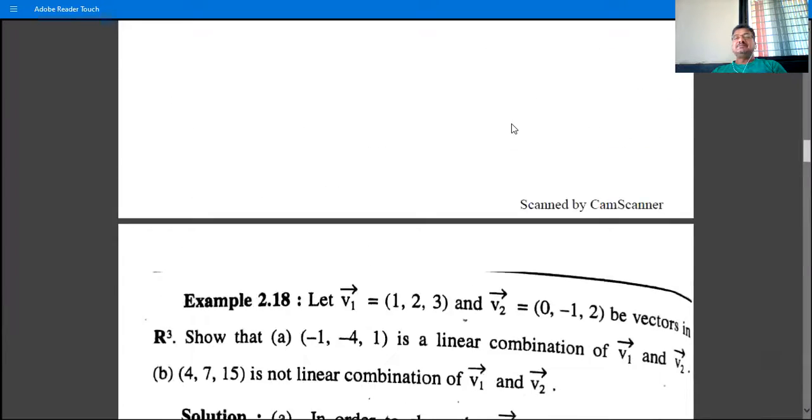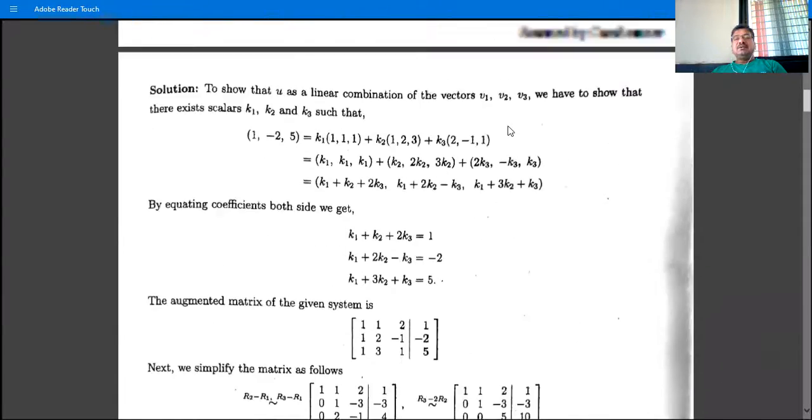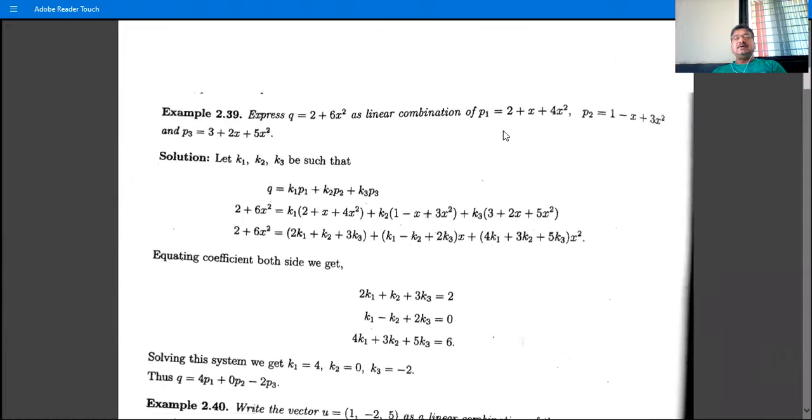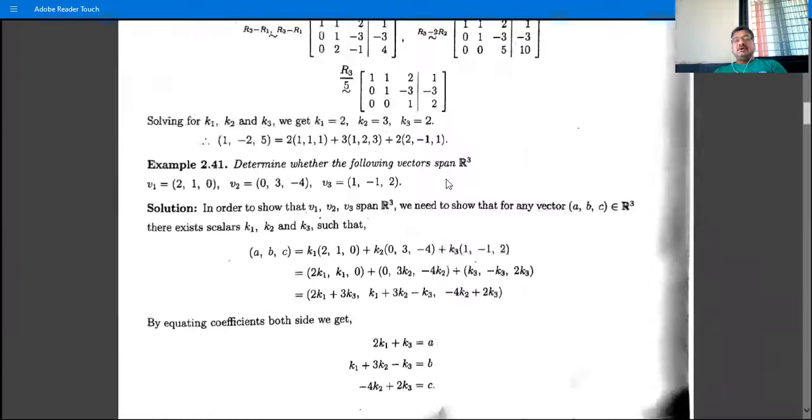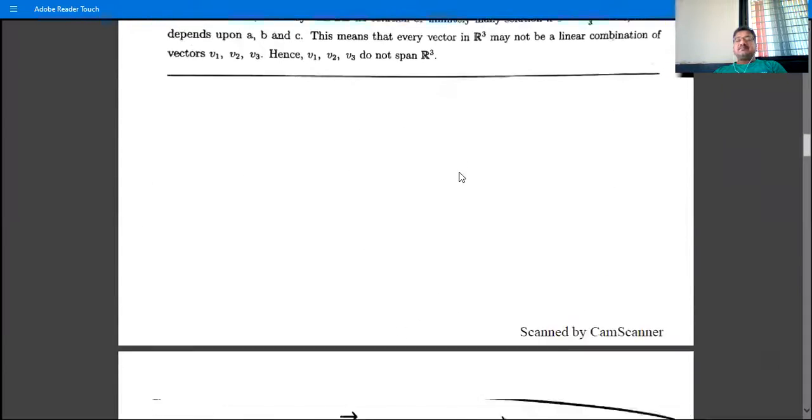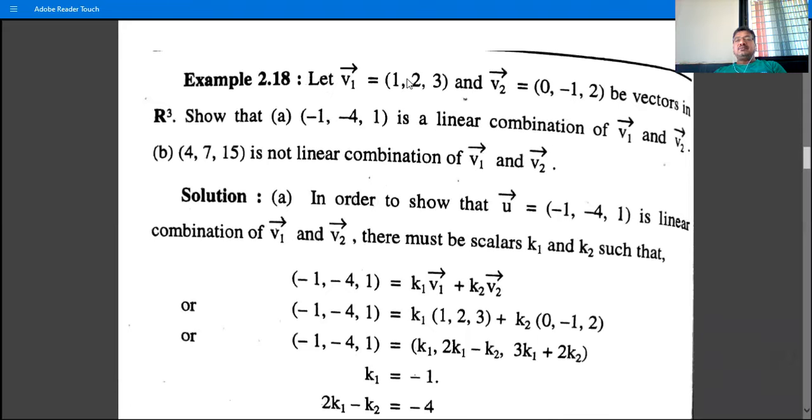So previous problems, these problems are what? We have to express a vector of R3 as a linear combination of three vectors. So here we have to express this vector of R3 as a linear combination of these two vectors. And this vector, again a vector of R3, is not a linear combination of V1, V2, V3. So two problems. One is of linear combination and one is of not linear combination.